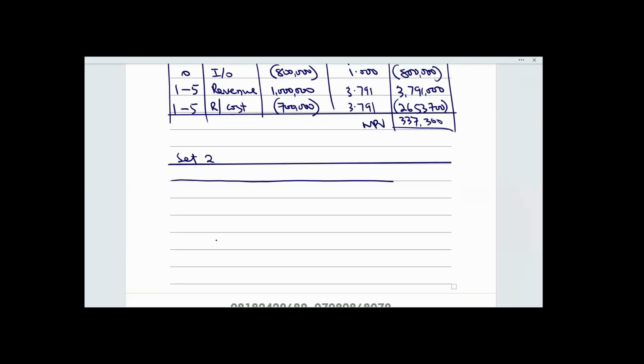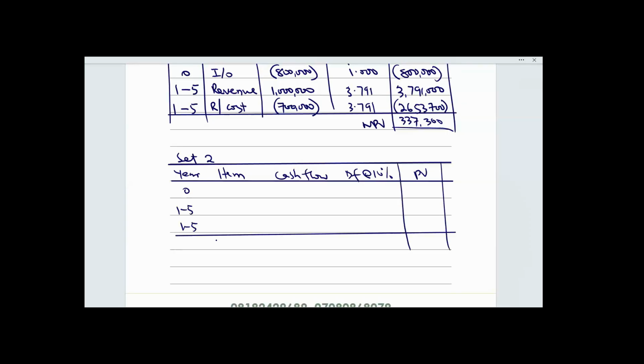If the first one we solved is done, then in this second set you can catch up. Cash flow. Discount factor remains 10%. PV, year 1 to 5. NPV. All right, initial outlay, 800,000.